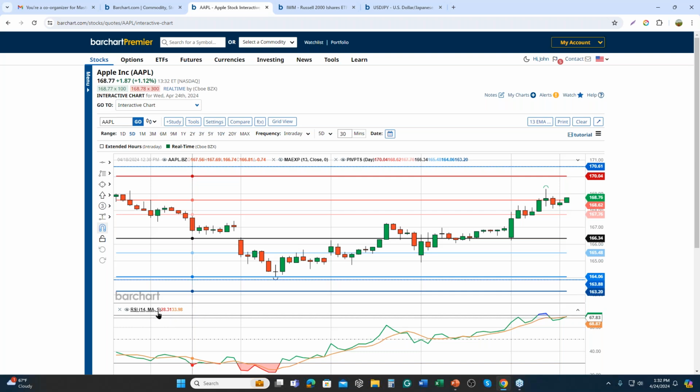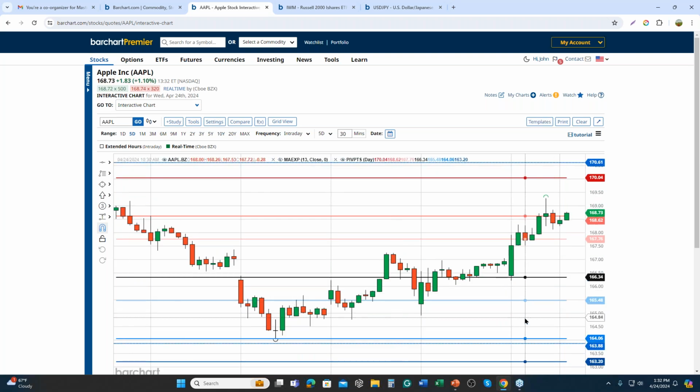But we do have a 5 period moving average. So the green line represents kind of your raw, and the yellow represents that 5 period moving average. And again, you can use this as a kind of a momentum indicator. So I'm just going to turn that off. So that leaves us with our pivots.